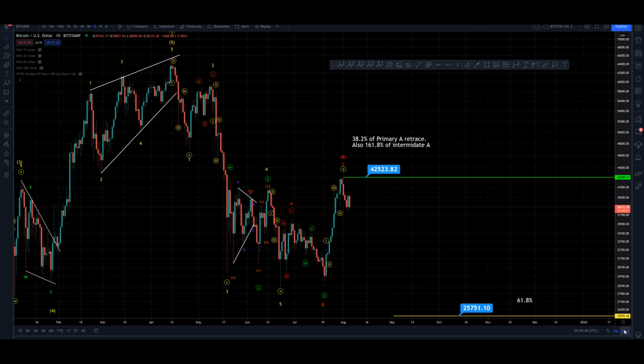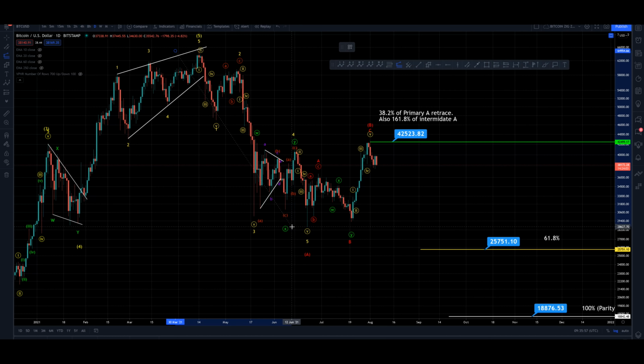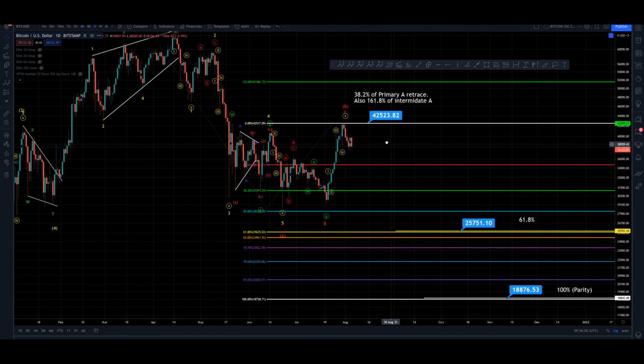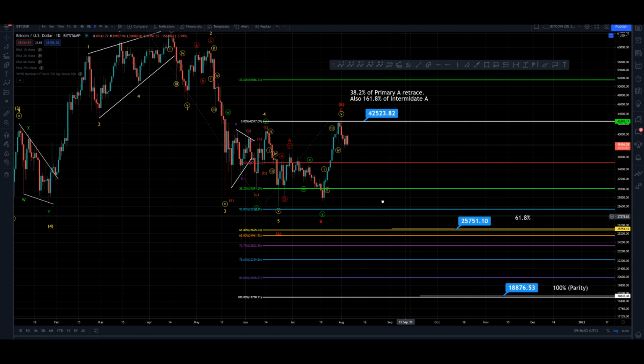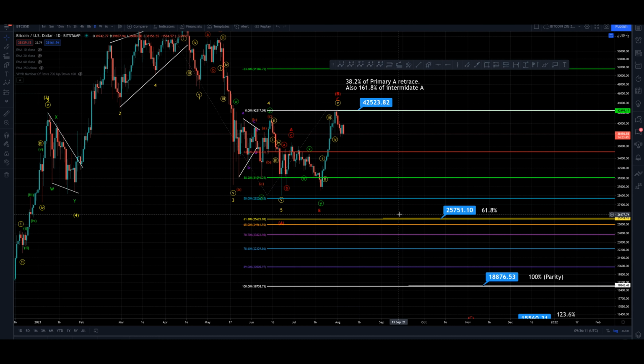So if we are moving down now, what are our targets? Well, all we have to do for that is to go up to our top, come down to our bottom, our A, and project from our now level of a B, assuming that the B is in, and I am assuming on this chart that the B is in. We have 25751 spot 10 as our 61.8% extension. This is our first target for a C.